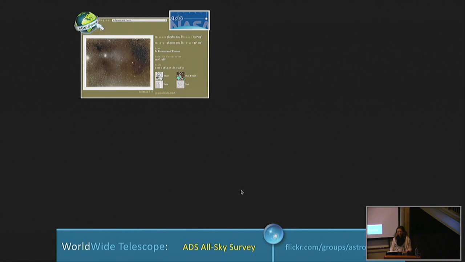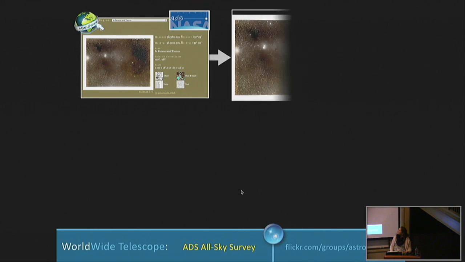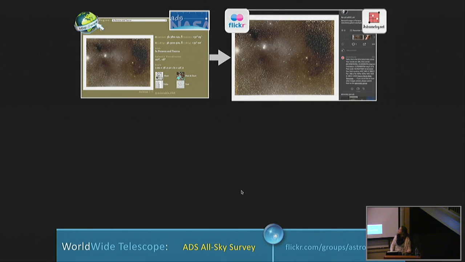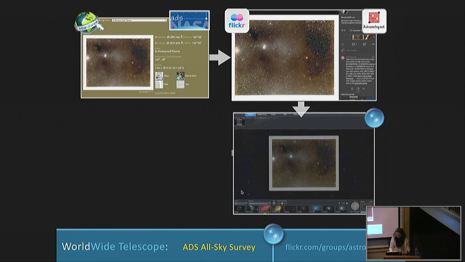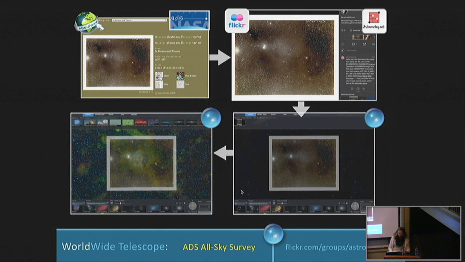So perhaps you are exploring the web and you see a really beautiful image that you want to see where it belongs on the sky. So you can upload it into Flickr, and this astrometry.net robot will try to solve the image and place it on the sky in Worldwide Telescope. And you can change how you view it, and that is actually where it belongs.